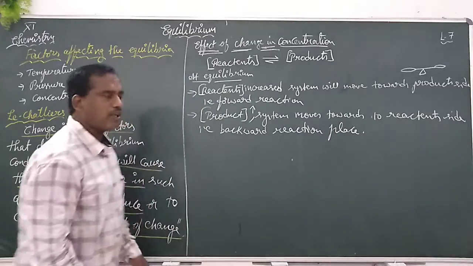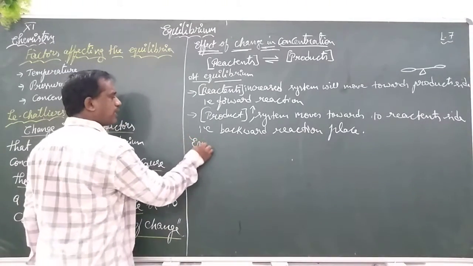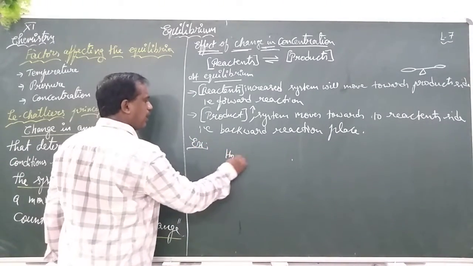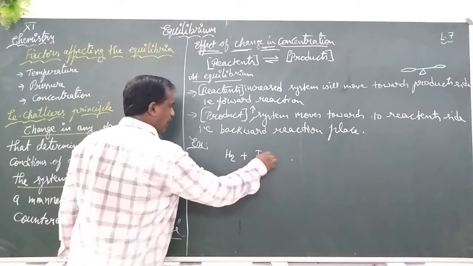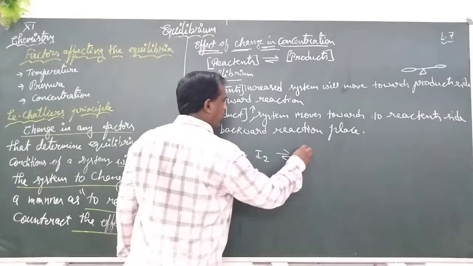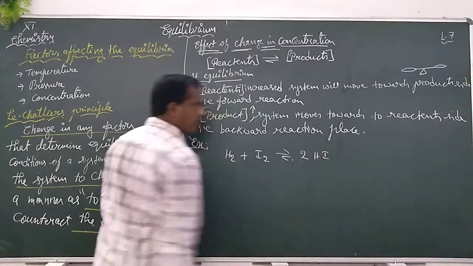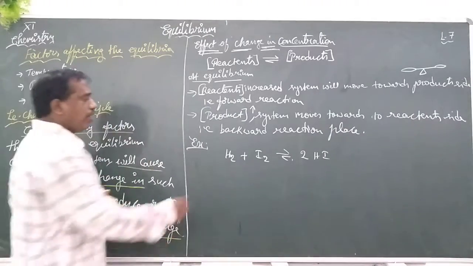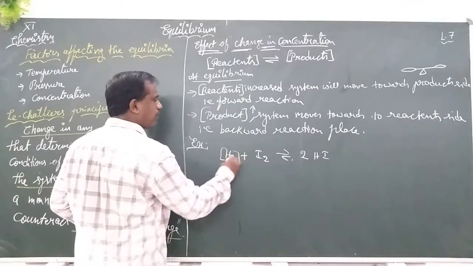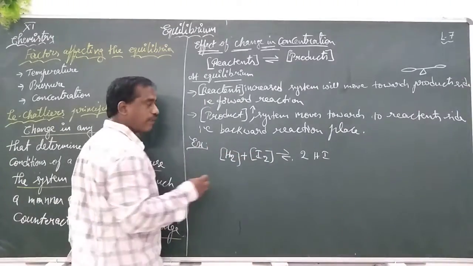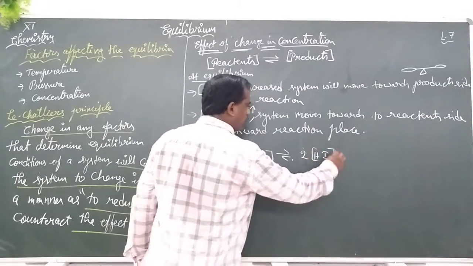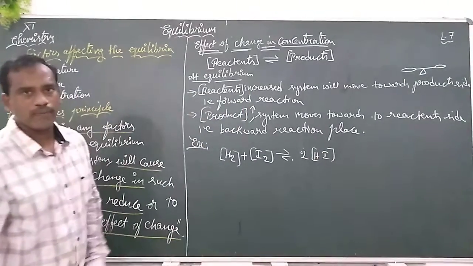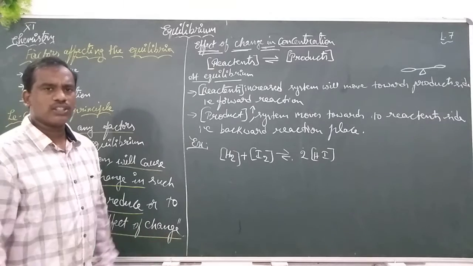A simple example I would like to give here. What does the simplest example mean? I am taking hydrogen reacting with iodine to form hydrogen iodide. Now let us assume these are the concentrations of hydrogen, and these are the concentrations of iodine and hydrogen iodide at equilibrium. Generally the concentrations will be the same.